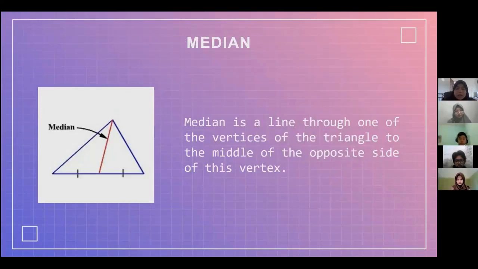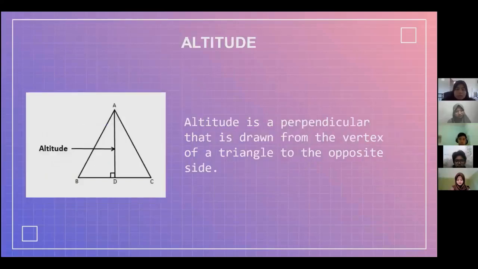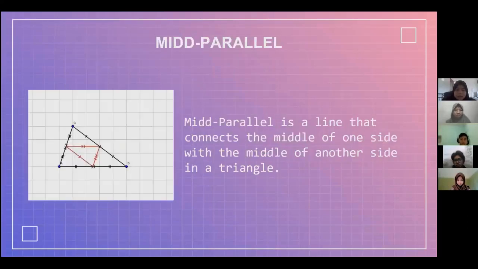Median is a line through one of the vertices of the triangle to the middle of the opposite side of this vertex. Altitude is a perpendicular that is drawn from the vertex of a triangle to the opposite side. Mid-parallel is a line that connects the middle of one side with the middle of another side in a triangle.